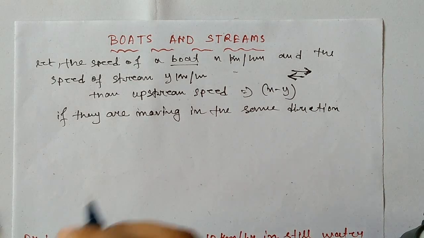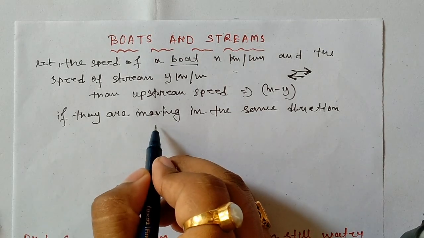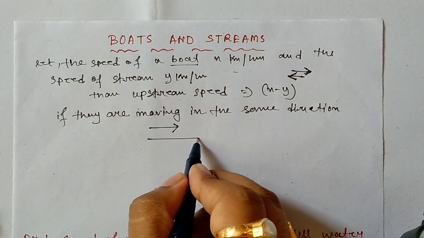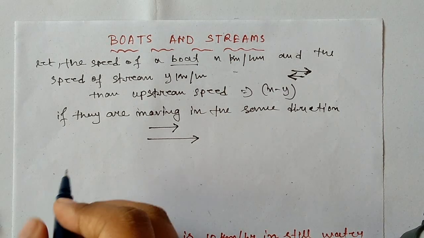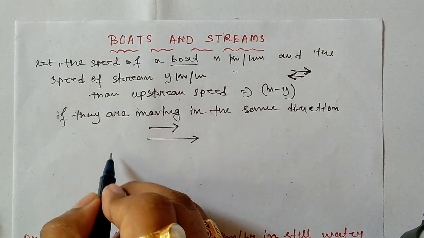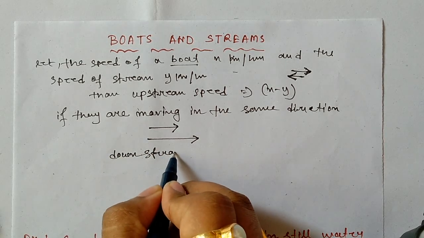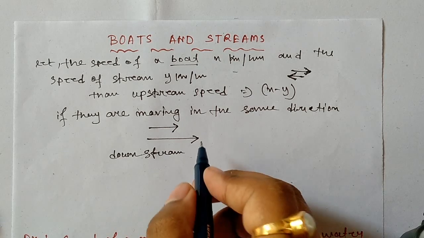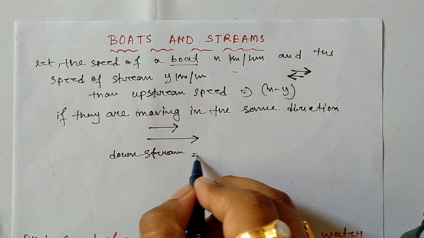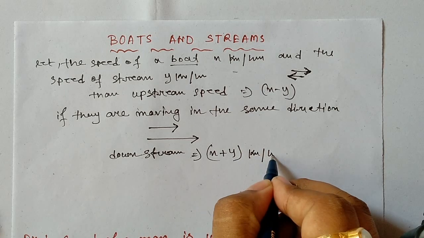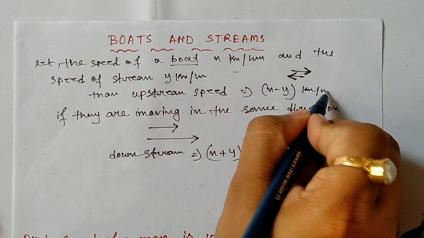Now if they are moving in the same direction, that is, if the boat is moving in this direction and the stream also moves in this direction, then in this case the term is called downstream. And downstream speed will be x plus y kilometer per hour.